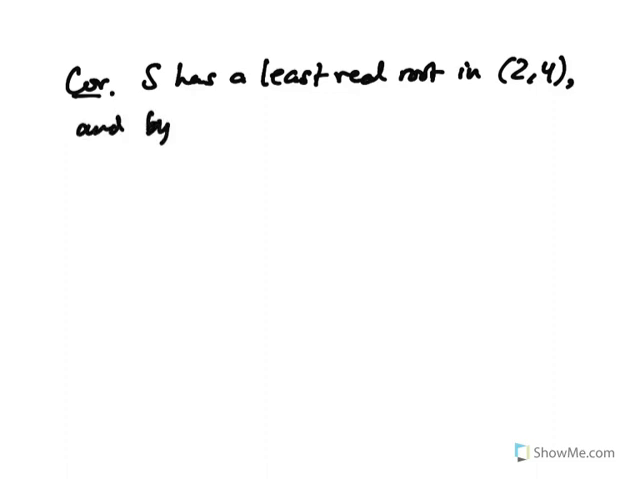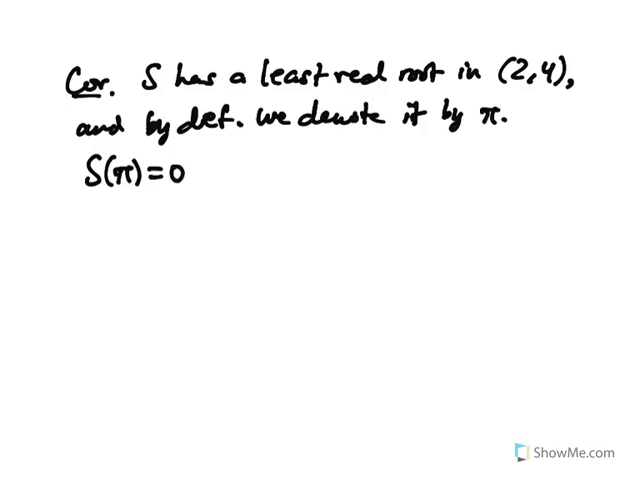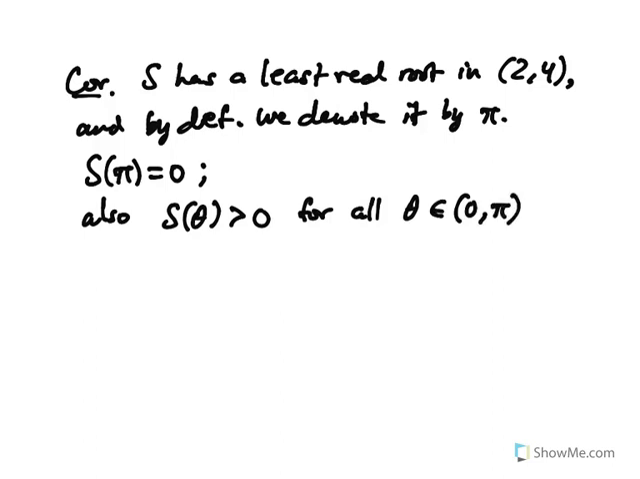And by definition, we denote it by pi. Okay, so that tells us that S of pi is 0. But it also tells us that, let's just take note of the fact that the capital S function is actually strictly positive for all theta in the open interval 0 to pi.